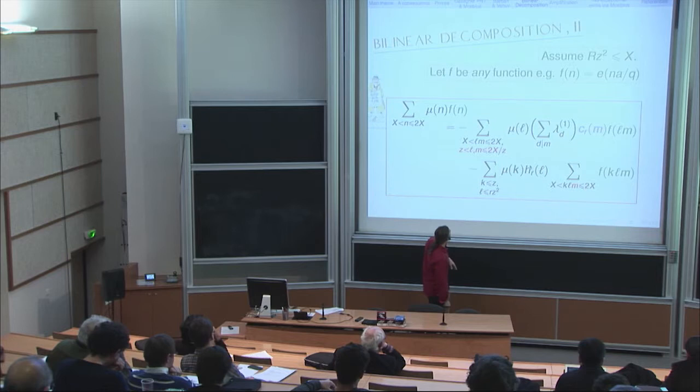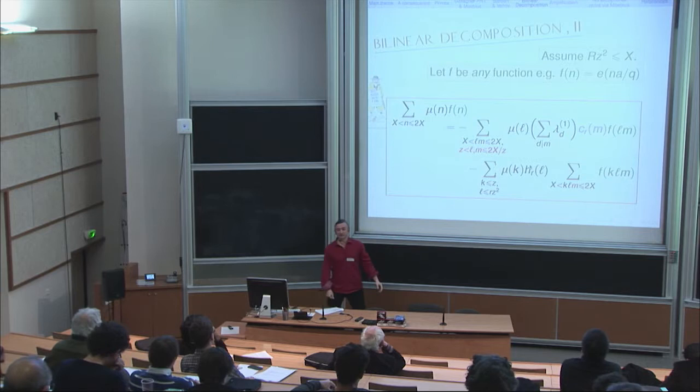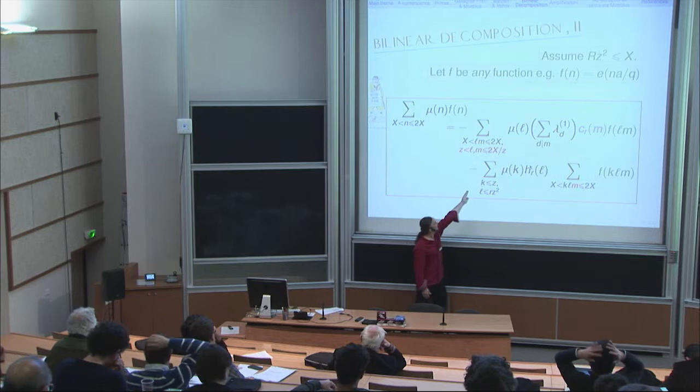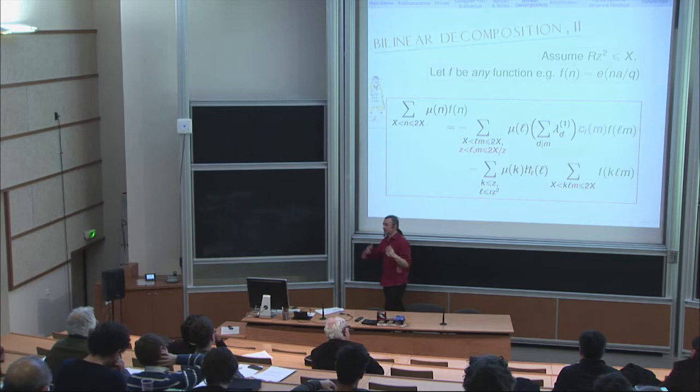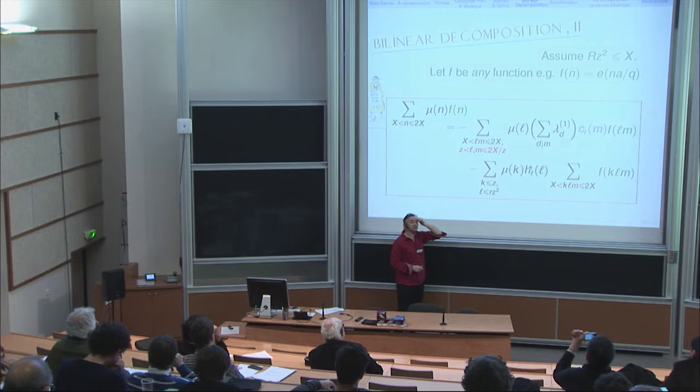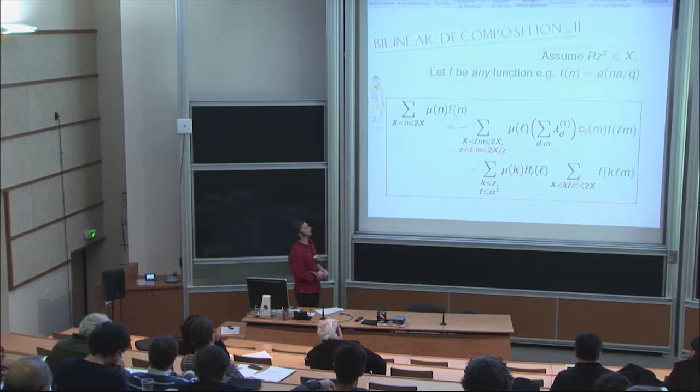The other part has the main feature that you have two variables, L and M, and both of them are large. They cannot be too small. They are all larger than z. They cannot be equal to 1, and they cannot be equal to x. They are all less than 2x by z. As soon as you have one that is large, the other one is not coming. It means that here you really have two variables, and you can really use a Cauchy inequality and hope to save something. That's the bilinear decomposition that was sought by Vinogradov.